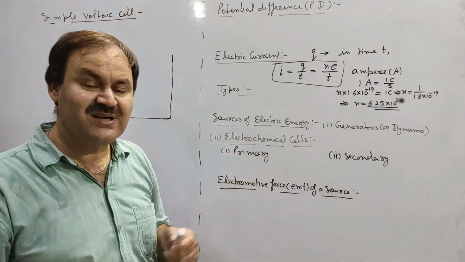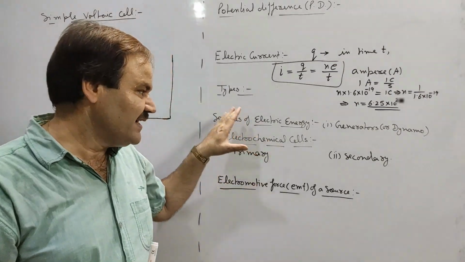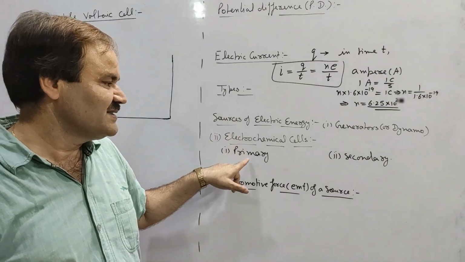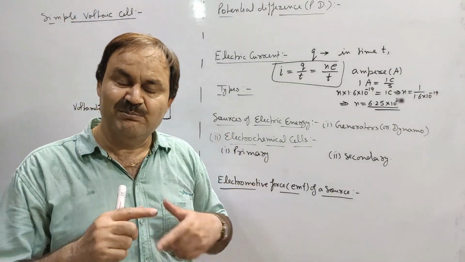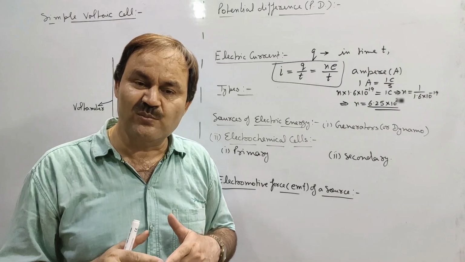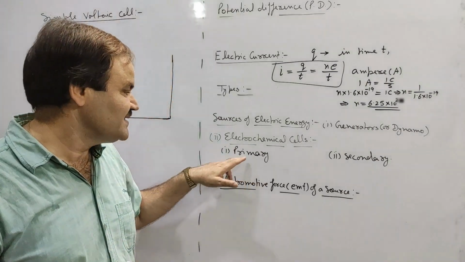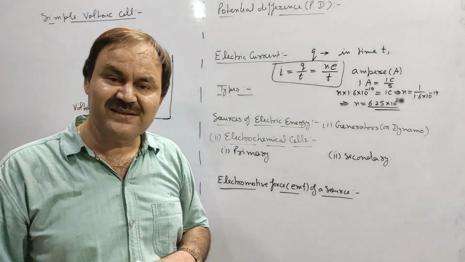So the first type of current will be the direct current. Direct current is always produced by cells or batteries. Battery means the combination of two or more cells. So cells and batteries will provide direct current.